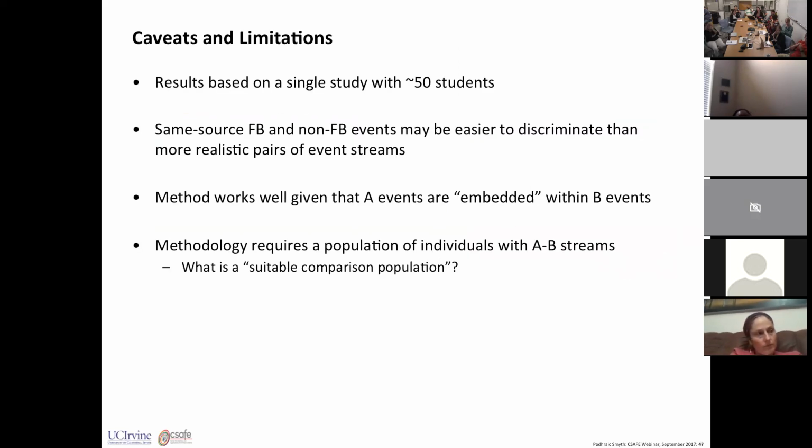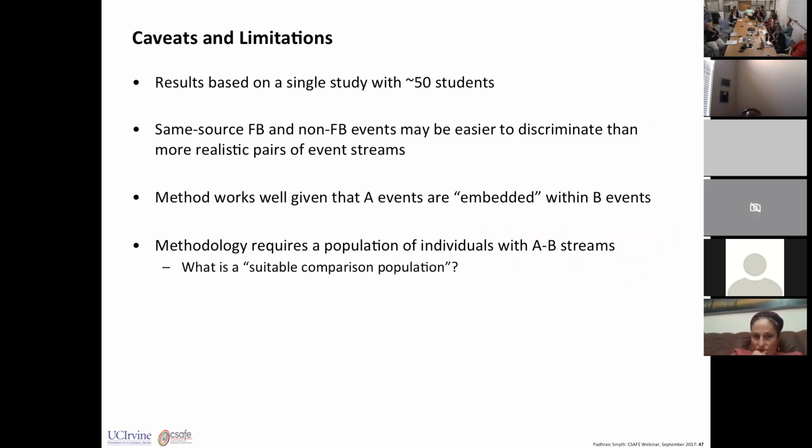I think it's very important at this point, you know, I could stop and go home and say we're done, but no, there really are some important limitations to what we've done with this. It is a single study. We've been using about 50 students in the results. That's why we really want to get other data sets here, completely different types of data if possible, different individuals.